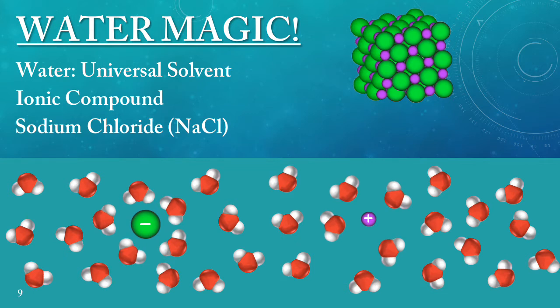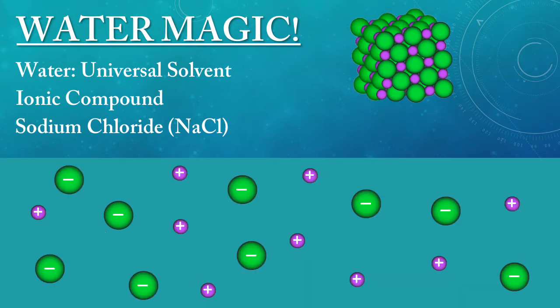Now I want you to look at this. I'm going to circle the chlorine with all of the hydrogen side of the water molecules. Remember, the hydrogen side has a partial positive charge, and they're going to be attracted to the negative chlorine ion. Now, on the other side, I'm going to circle the oxygen.